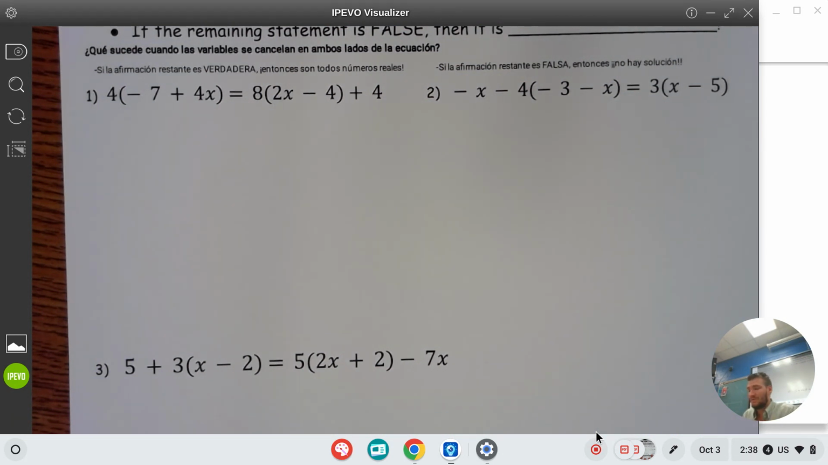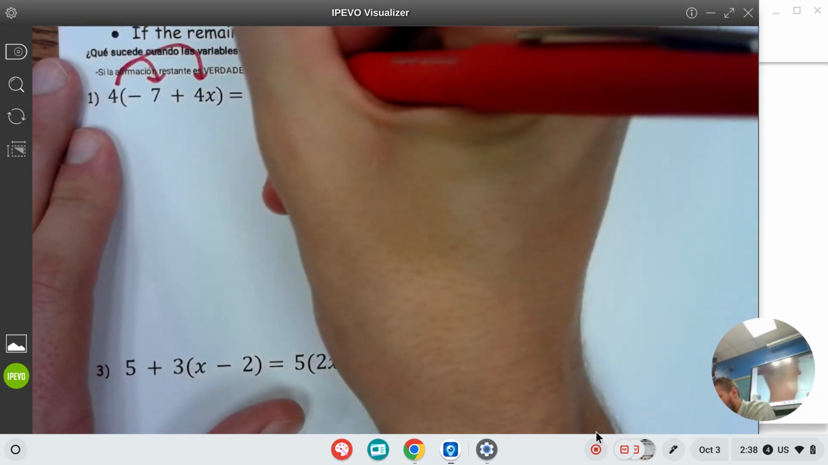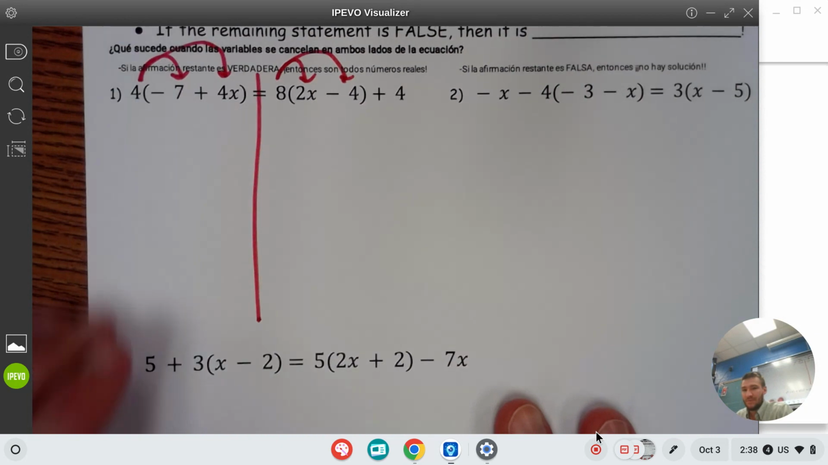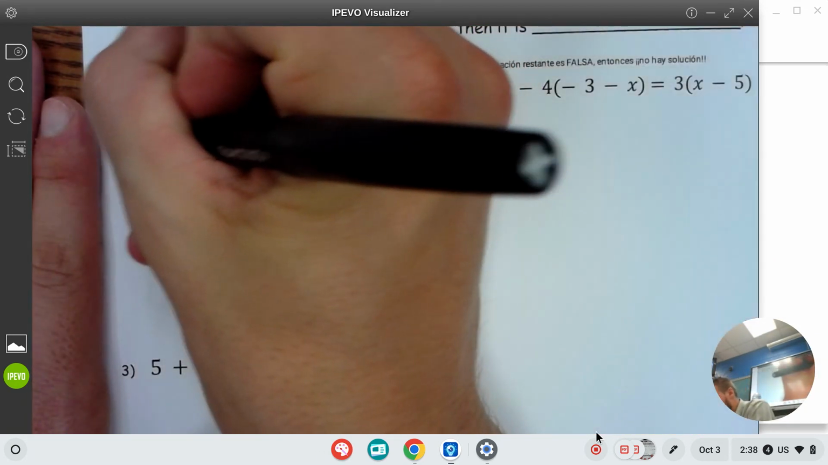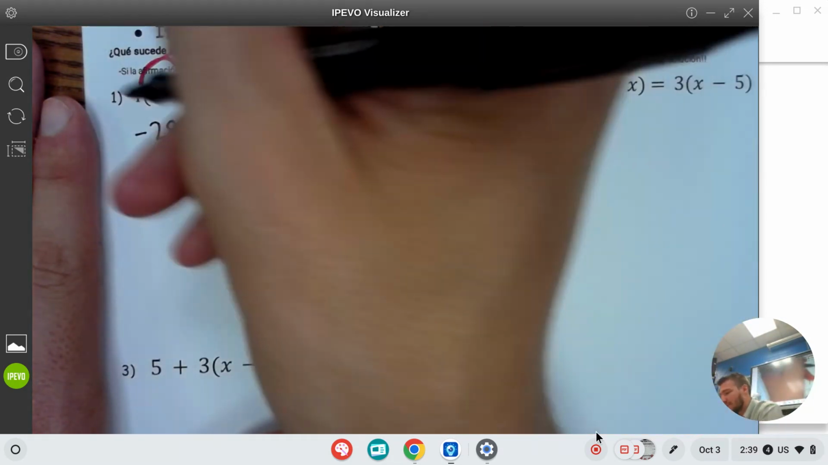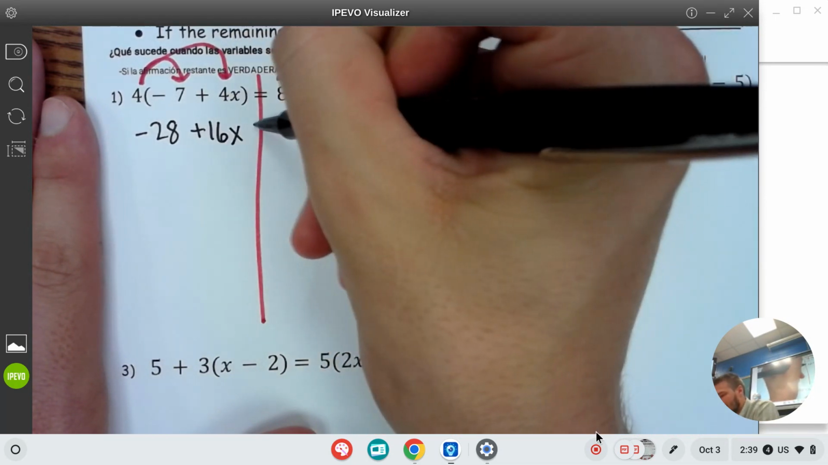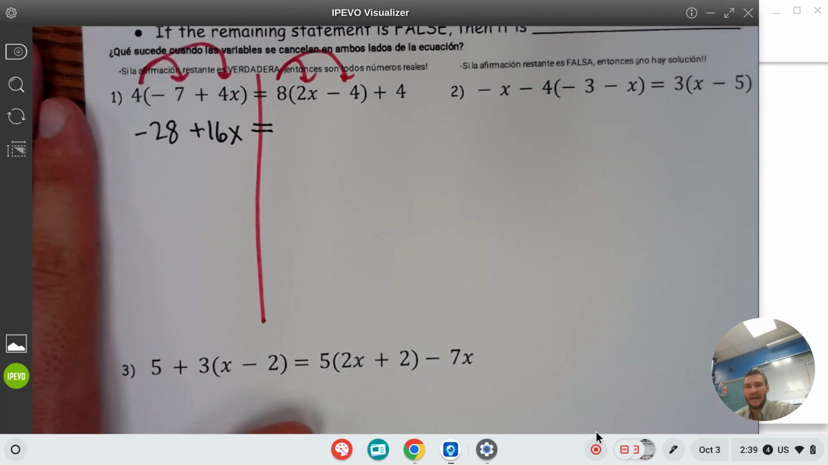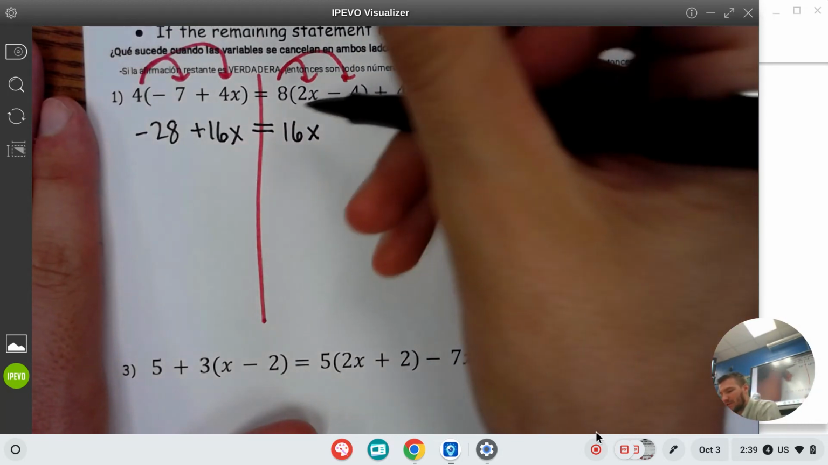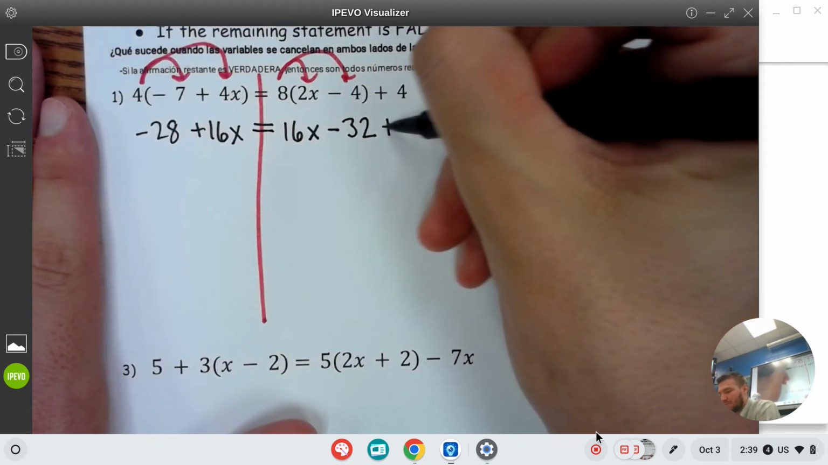We're getting started on the notes. So for number 1, we've got a little bit of distributing going on. We can handle that. That doesn't scare me, okay? When we distribute, we're going to have 4 times -7 is -28. When we distribute, what's the second term going to be? That's right, positive 16x. On the other side, 16x. Be careful on this one. -32. And then don't forget that little plus 4.